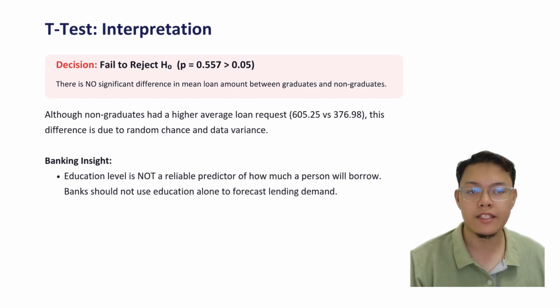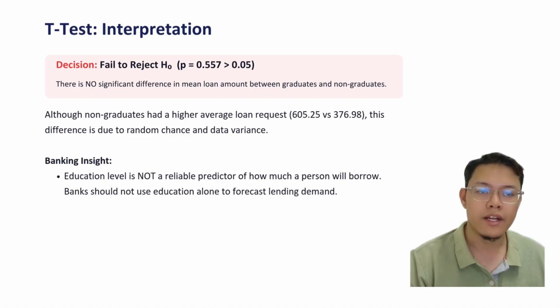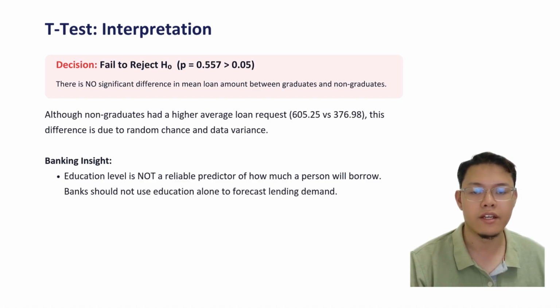This means there is no statistically significant difference in the mean loan amount requested between graduates and non-graduates. Although non-graduates had a higher average loan request, the statistical test showed that this difference is merely due to random chance and data variance. It is not a real pattern. The banking implication here is very important. Education level is not a reliable predictor of how much a person will borrow. Banks should not use education alone to forecast their lending demand.